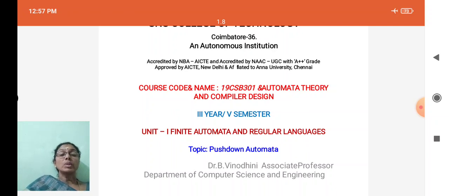Already we know the types of automata. We have four types: push-down automata, finite state automata, linear bounded automata, and Turing machine. Based upon the grammar classification and the memory storage, automata are classified into four types. For each automata we have a certain grammar, it accepts some languages, and it has some applications. In today's video we are going to see what a push-down automata is.